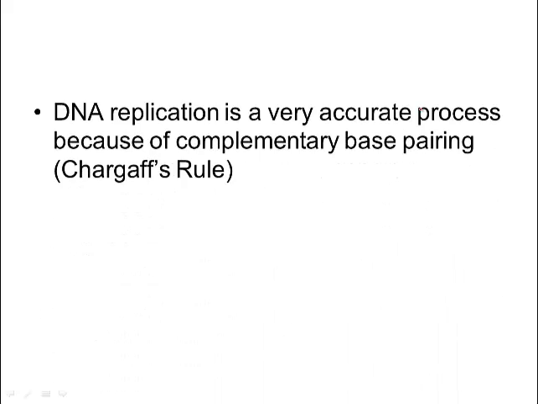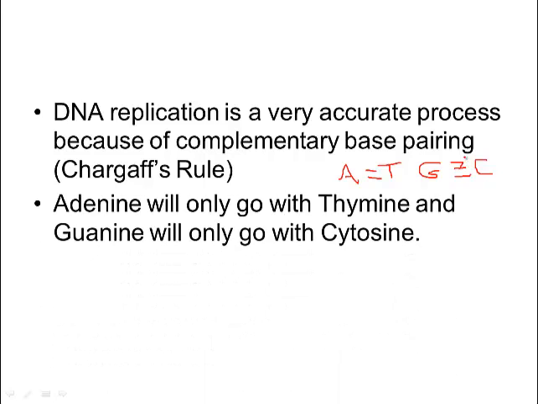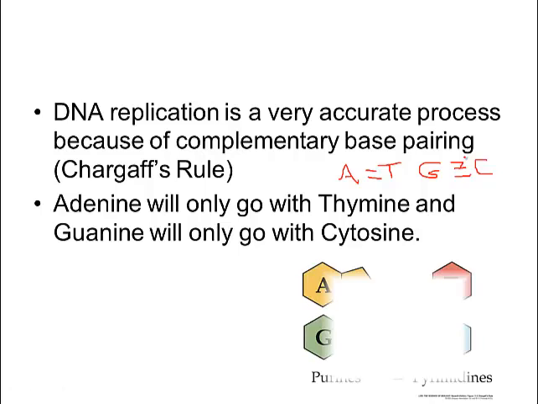Alright, so this whole process of DNA replication is very accurate because of the complementary base pairing. Remember, that's Chargaff's rule. A will bind to T, because they can make two hydrogen bonds between them. And G will bind to C, because they have three hydrogen bonds between them. So A and C are not going to bind to each other because they don't make the same amount of bonds, so that's not a good pairing. Adenine will only go with thymine, and guanine will only go with cytosine, again because of the hydrogen bonds they're able to make.